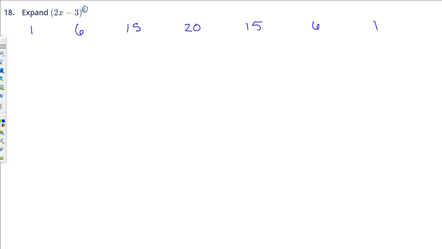So that means I'm going to take 2x and raise it to the 6th, 2x to the 5th, 2x to the 4th, 2x cubed, 2x squared, 2x, and then I don't have any. And then my y's, or my second thing, is a -3.